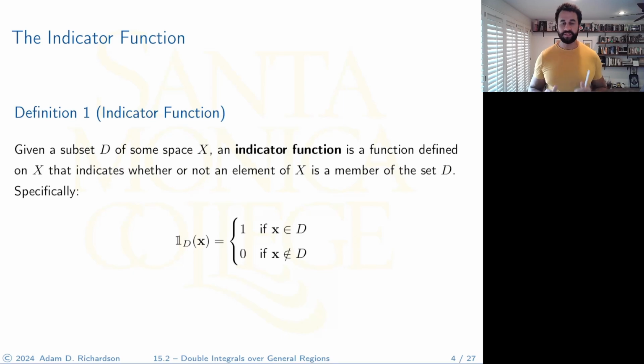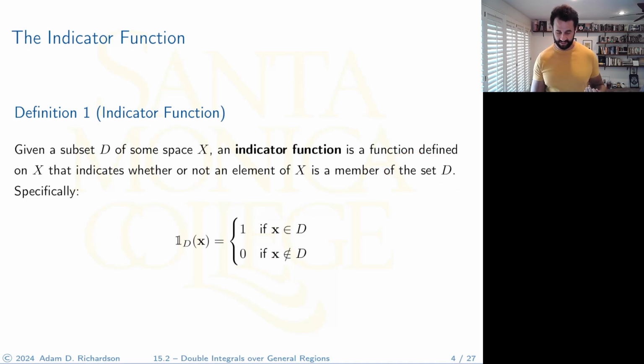All right, so here's the definition. This is just a broad definition. Don't get bogged down in the details too much. It's really just a function that says, yes, you are on the region, or no, you are not on the region. That's it. So here's the technical definition. Given some subset D of some space X, you could think of X as the plane or R3, R4, whatever. Pretend you've got a subset of some other set, some space X. Then an indicator function is a function that's defined on the whole space that literally indicates whether or not an element of X is a member of the set D.